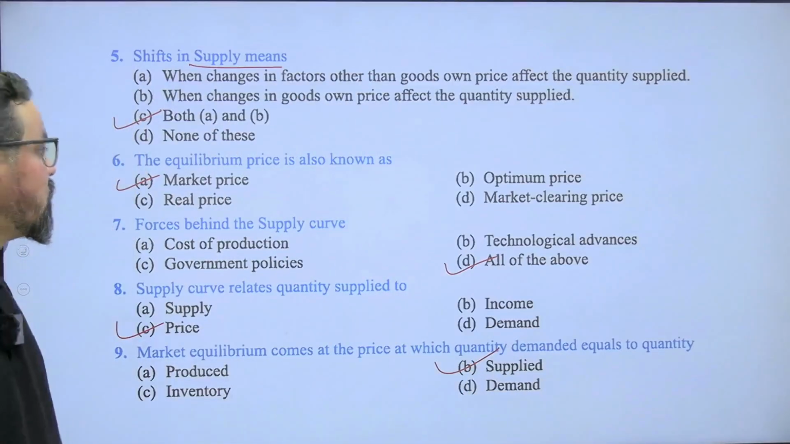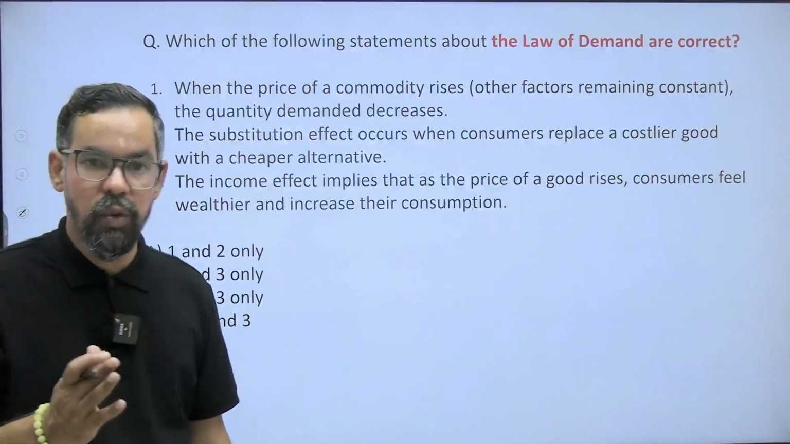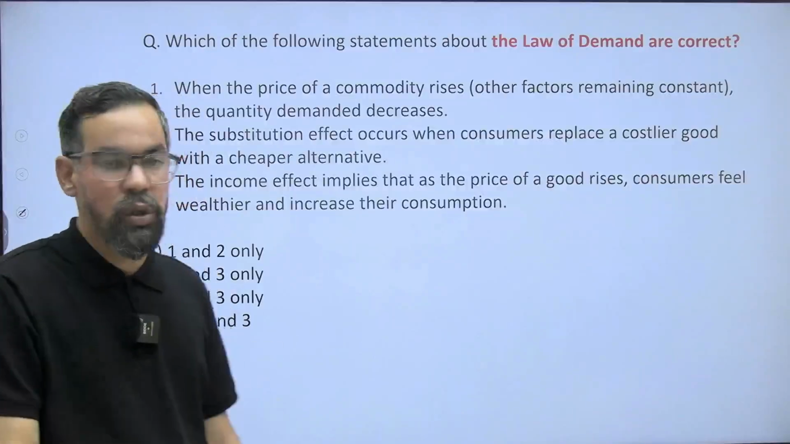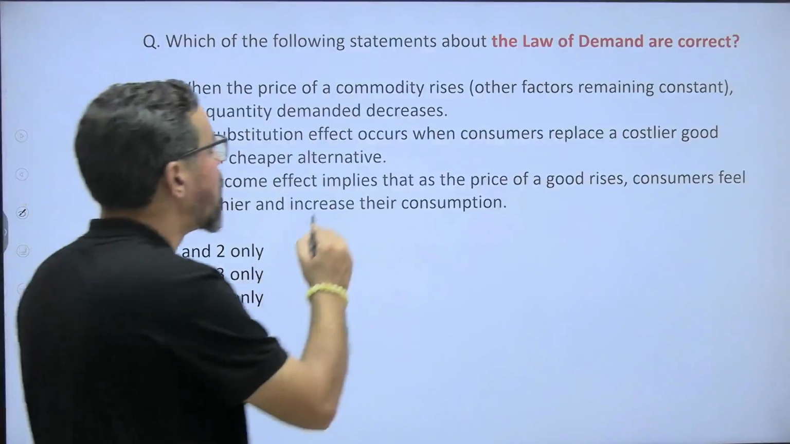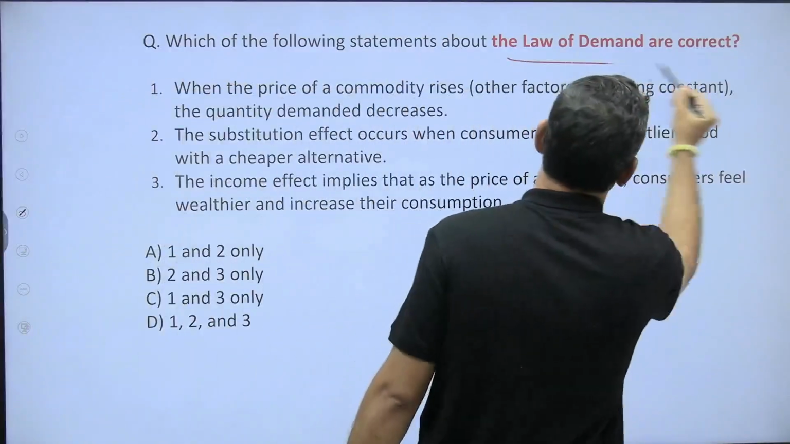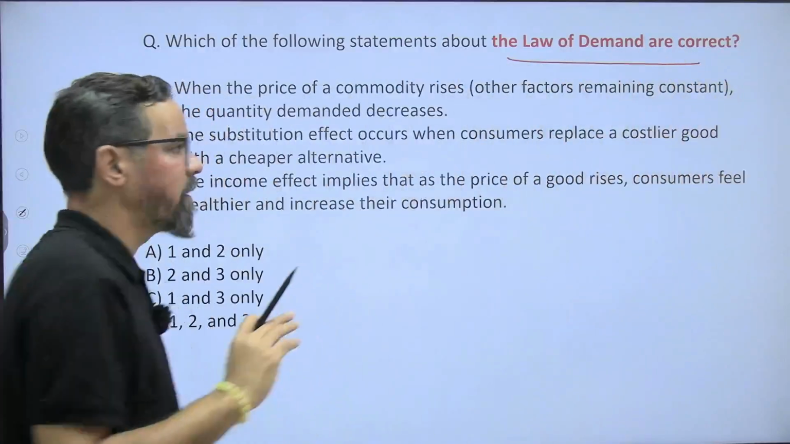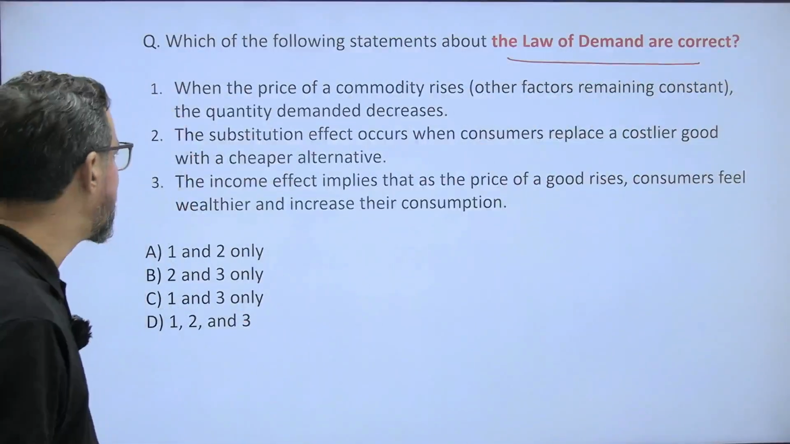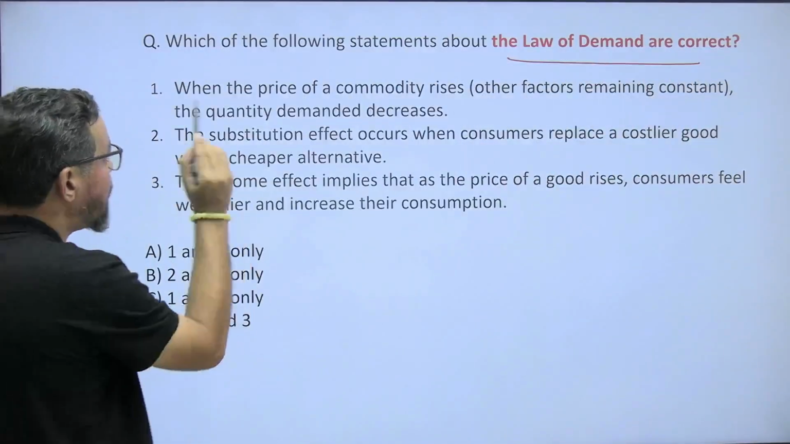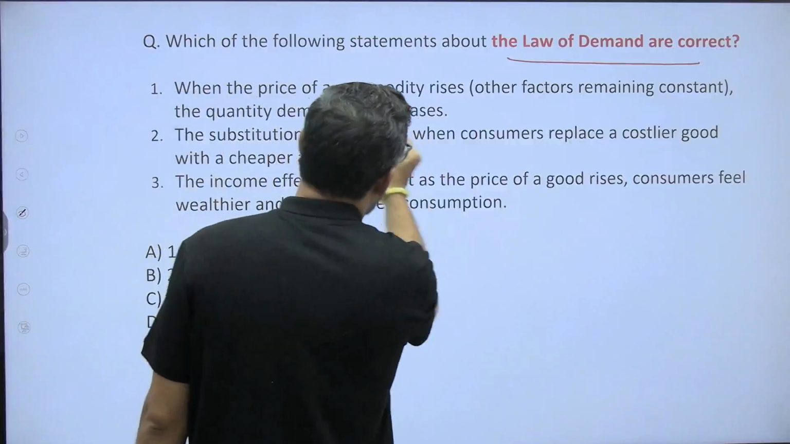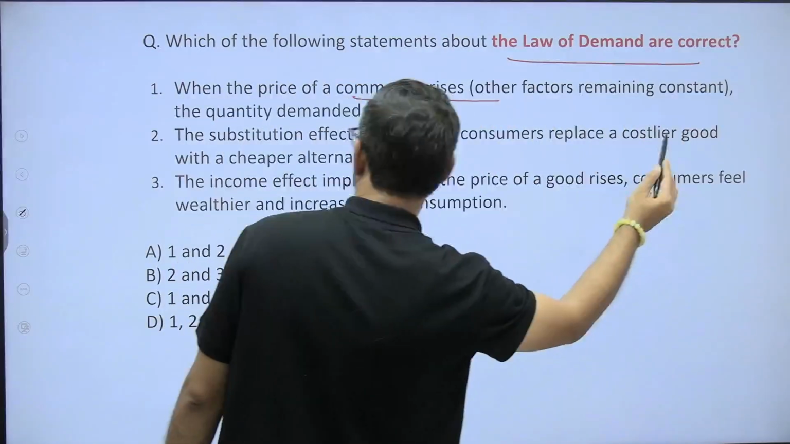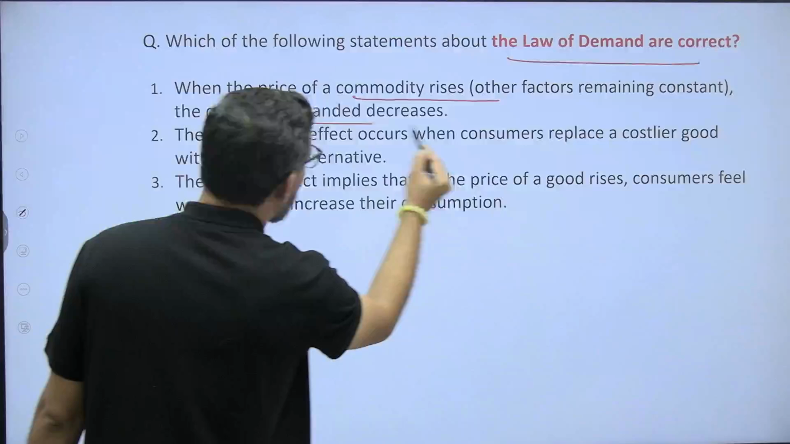Okay? So now some PYQs and some expected questions also. Which of the following statements about the law of demand are correct? Very simple question. I hope everybody will be able to answer this. When the price of a commodity rises, other factors remaining constant, the quantity demanded will decrease.